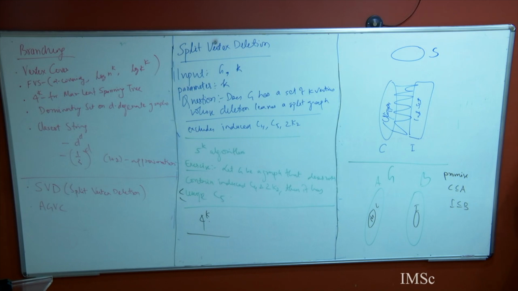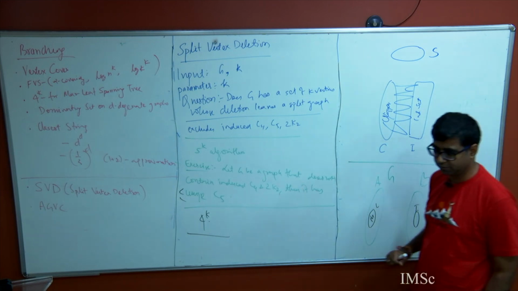Then can we solve this problem? Suppose this is a promised version of split vertex deletion, then how fast can we solve it? What do we need to do then? Do you get my question? I've given you a graph G and a partition of the vertex set, and I promise that after you delete this imaginary S, C is in A and I is in B. Can you use this fact?